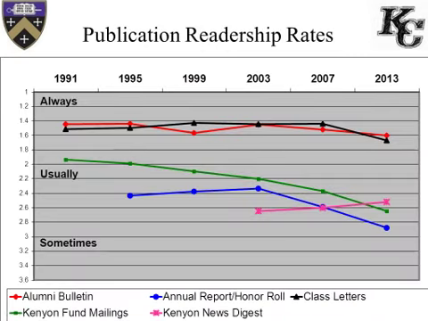Continuing on, though, college efforts to maintain their relationship rely greatly upon publications. Here we see which publications our alumni read and roughly how often. So you have class letters and alumni bulletin up here, the old annual report honor roll, which no longer exists, but people still think it does, and then Kenyon Fund mailings and the Kenyon News Digest, which is actually our email service, which took a break in the summer to retool and should be coming out shortly.